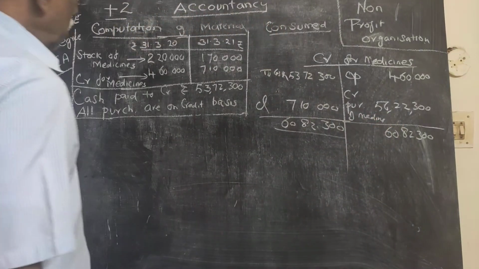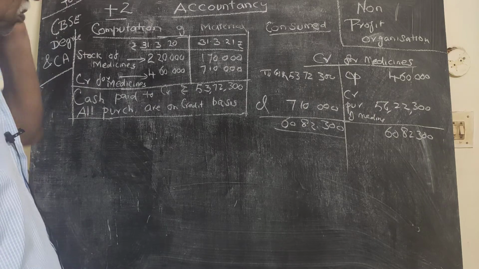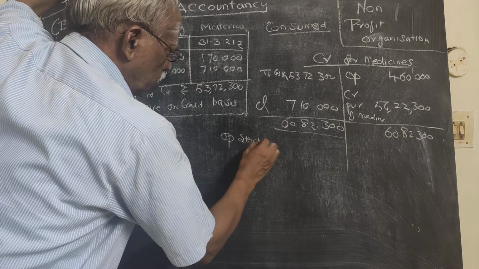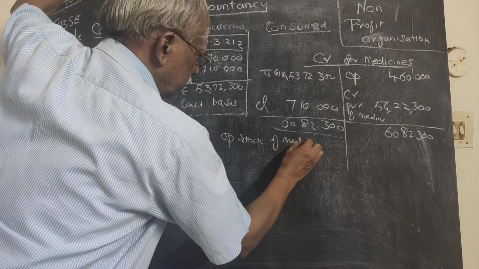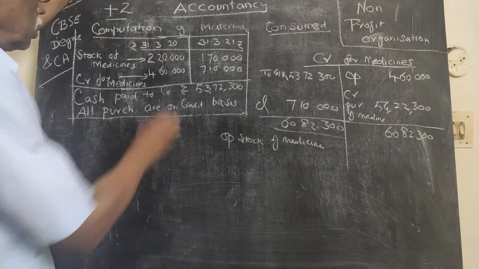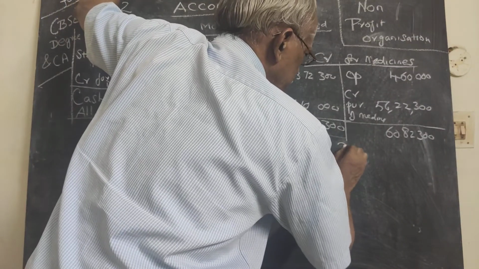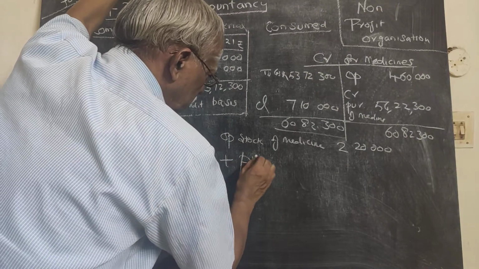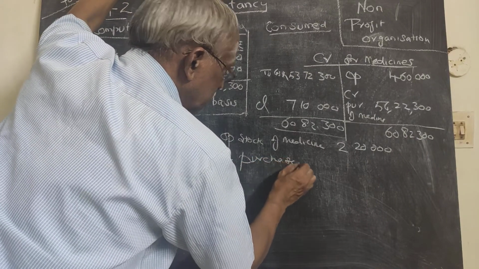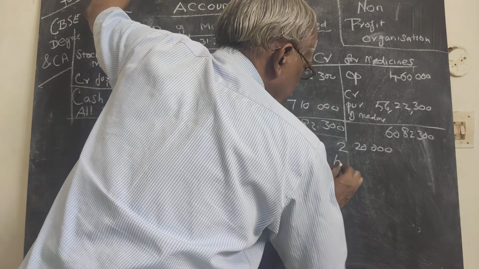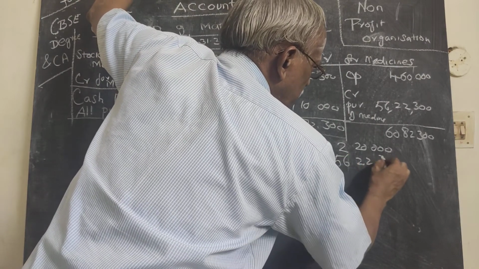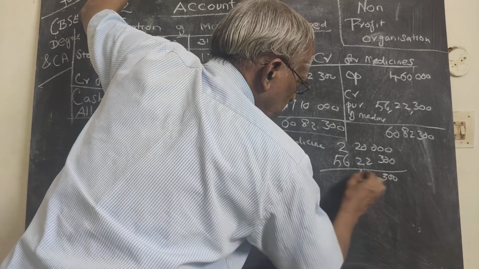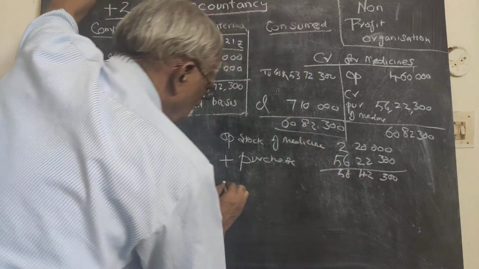Now we must know how much amount of medicines were used. What is the opening stock? Opening stock of medicines, 2,20,000. Add purchases. There is no cash purchase, so only credit purchase, 56,22,300. What is the closing stock?